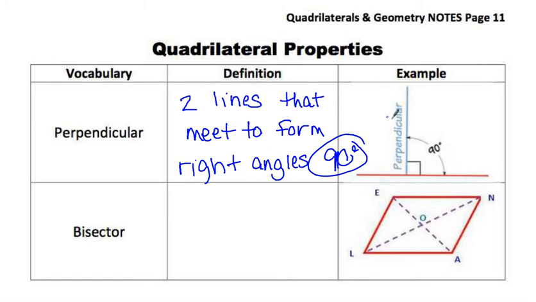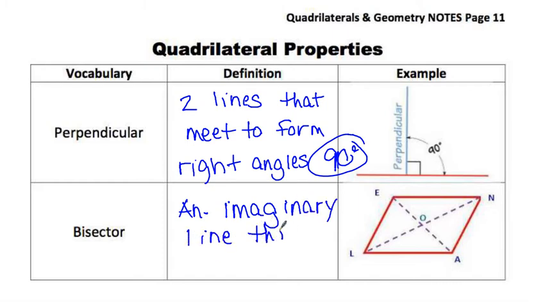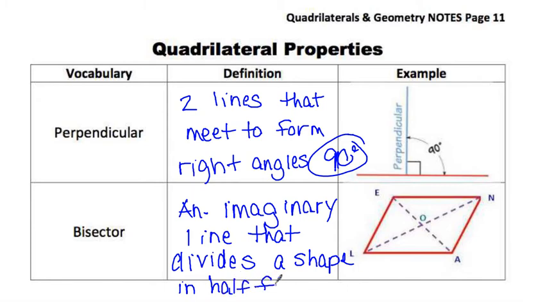So you can see the example of perpendicular there. And a bisector is an imaginary line that divides a shape in half from the corners. And there's your example of what a bisector looks like.